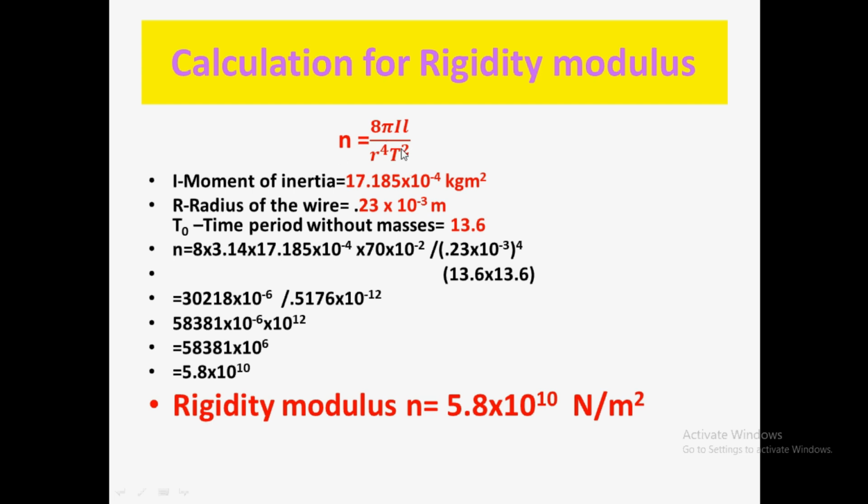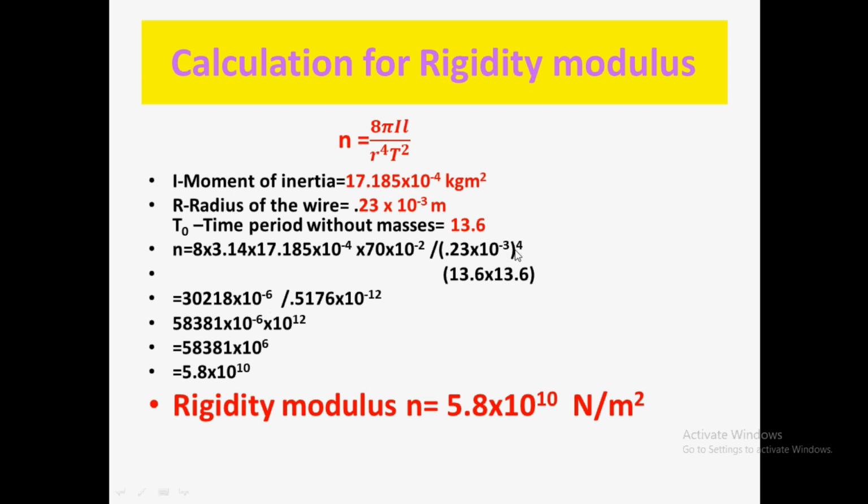T is the time period without any masses. So these are the values, and substitute all the things: 8 into 3.14, 17.185 into 10 power minus 4, 70 into 10 power minus 2, divided by t square. So this is the r value, 0.23 into 10 power minus 3 to the power 4, and this is the t square, so I put it 2 times. Since it is t square, I put it 2 times, and multiplying all the things you get this value into 10 power minus 6. Since you have 4 here and minus 2 here, totally we get minus 6.